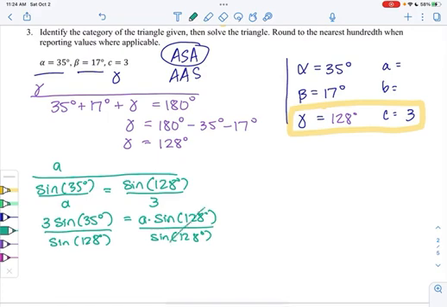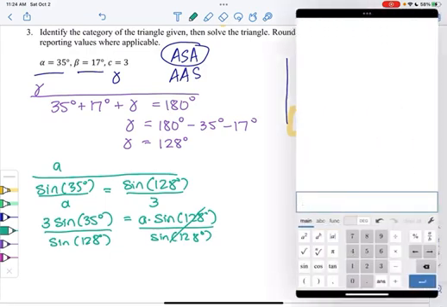Now I have a value for A. I'm going to go ahead and put that in my calculator. So you can start by pressing the division sign. I'm going to have 3 times sine of 35, and then all over sine of 128, and I get A is approximately 2.18.